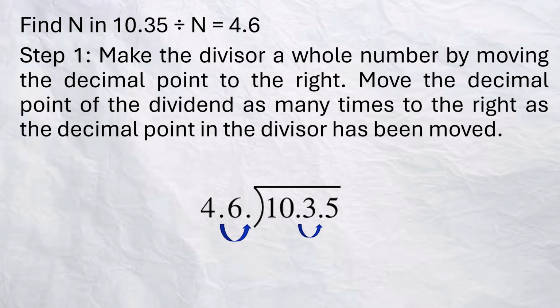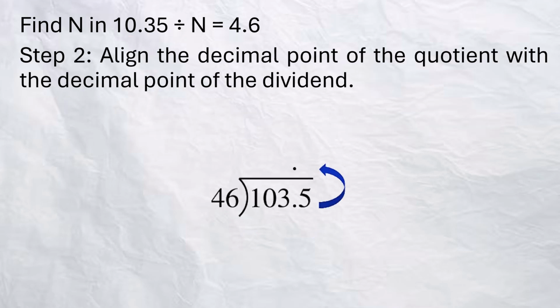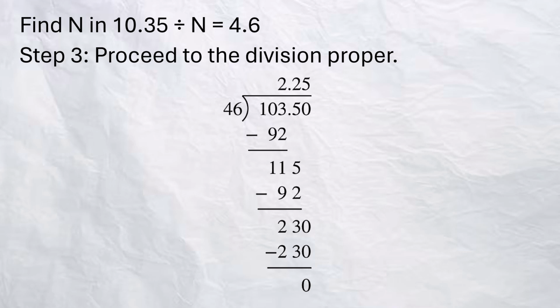Find n in 10.35 divided by n equals 4.6. To get the value of n, we have to rewrite the equation as n equals 10.35 divided by 4.6. And then we proceed to the steps in the division process. So we move the decimal point in your divisor one space to the right, as well as your dividend one space to the right. For step 2, we have to make sure that your decimal point in your dividend is aligned to your decimal point in your quotient. And then step 3, we need to proceed with our division proper.